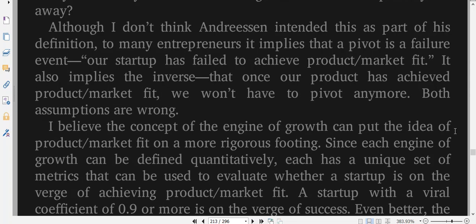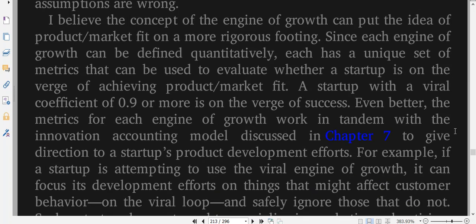Although I don't think Andreessen intended this as a part of his definition, to many entrepreneurs it implies that a pivot is a failure, that our startup has failed to achieve product market fit. It also implies the inverse, that once our product has achieved product market fit, we won't have to pivot anymore. Both assumptions are wrong. I believe the concept of the engine of growth can put the idea of product market fit on a more rigorous footing, since each engine of growth can be defined quantitatively. Each has a unique set of metrics that can be used to evaluate whether a startup is on the verge of achieving product market fit.